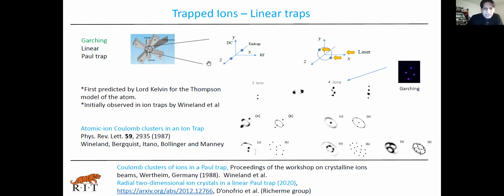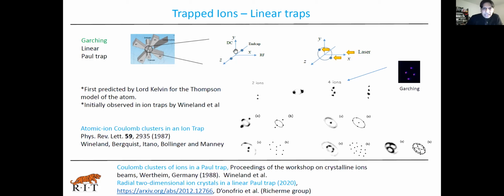So if I try to represent this schematically, if you put 2 ions and the end cap voltages are not very high, then they will localize themselves along the axis that joins the end caps, which in our case is the Z axis. Then I've lined up the Y with the DC and the X with the RF. Actually, I have not done it, Arpita has done it.